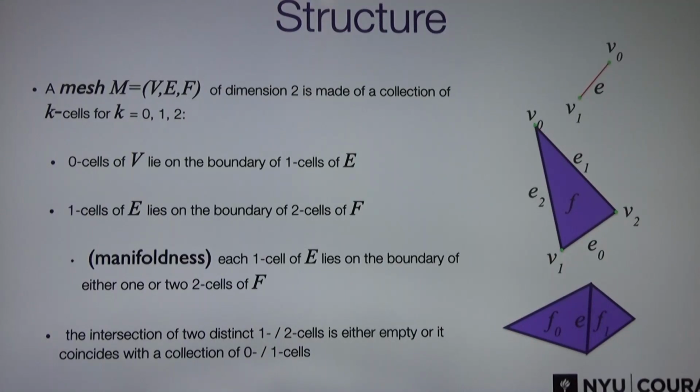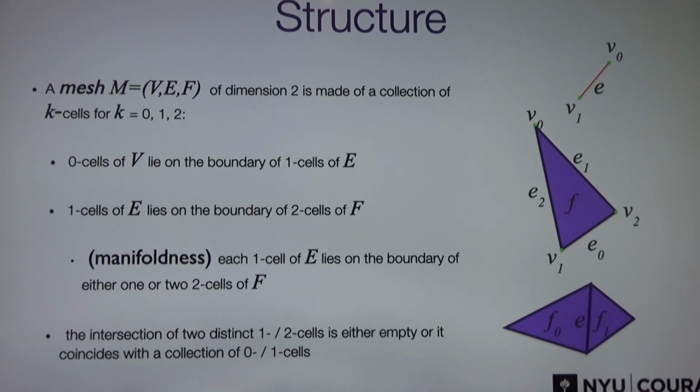The basic structure of a mesh is a tuple of three objects. The first object is the set of all vertices in the mesh. The second object is the set of all edges, and the third is the set of all faces. So an edge is actually just an edge in the graph. It has two vertices on the ends of an edge, so to say.